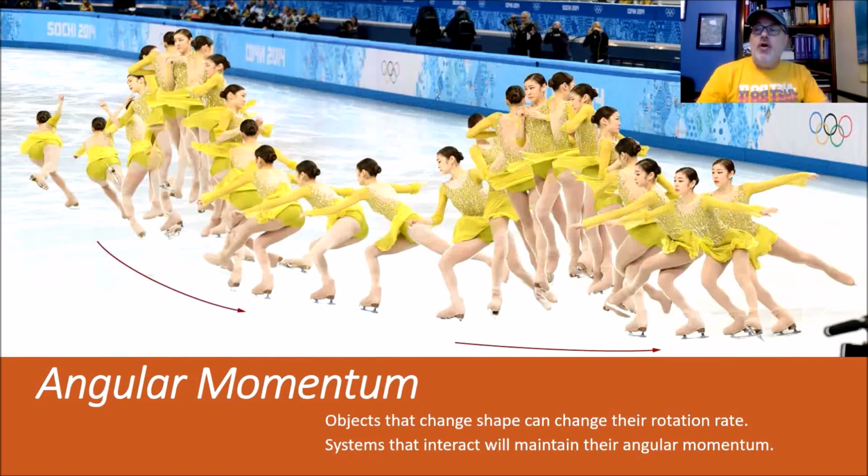This morning we're going to talk about angular momentum, and we'll talk about how a skater like this can make these amazing spinning jumps and how they can spin around so fast, because an object that changes its shape can change its rotation rate. And we'll also talk about how a system of objects that are interacting, if you include all the objects in the system, the angular momentum of the system will remain the same.